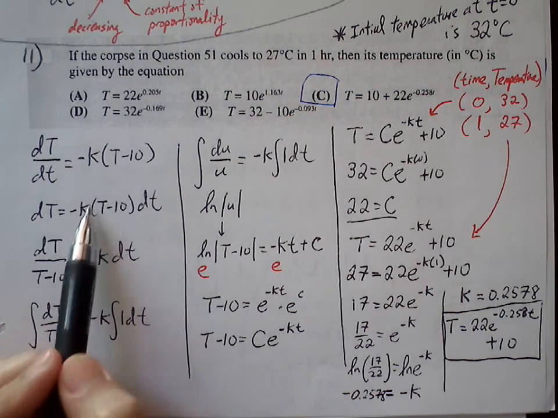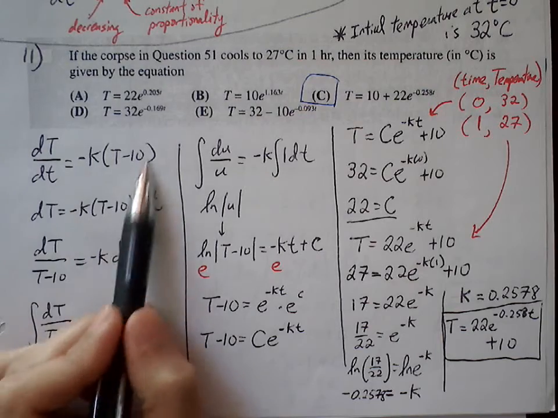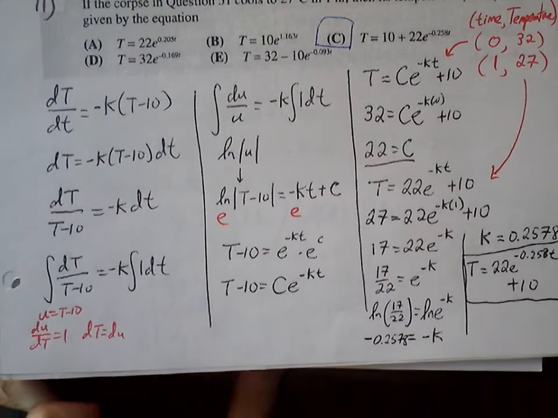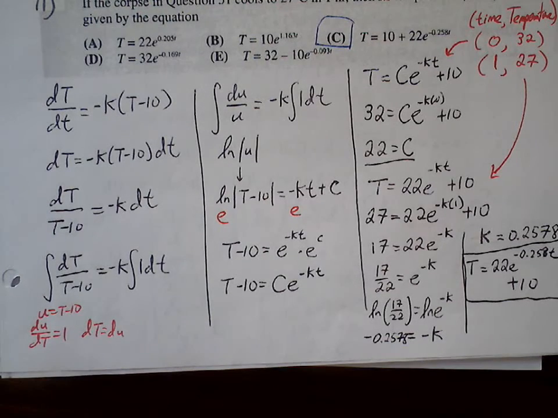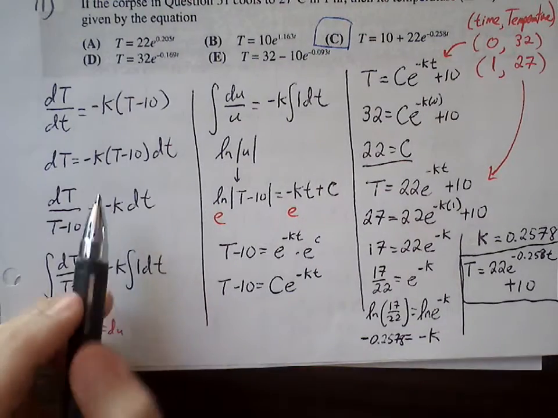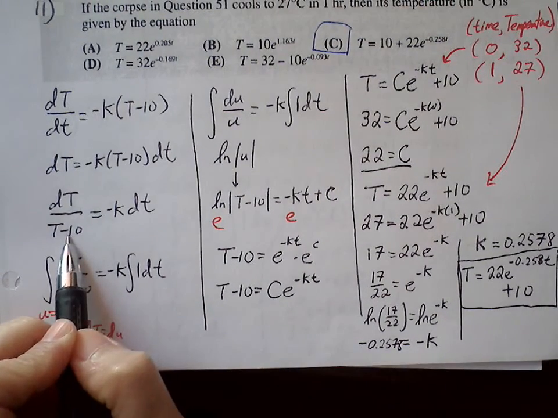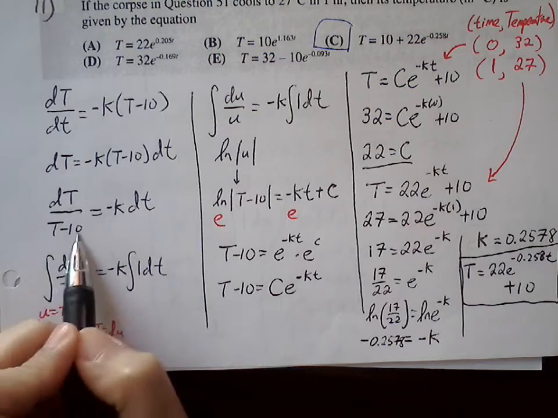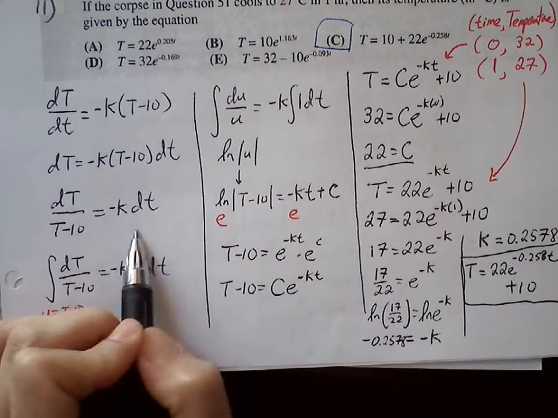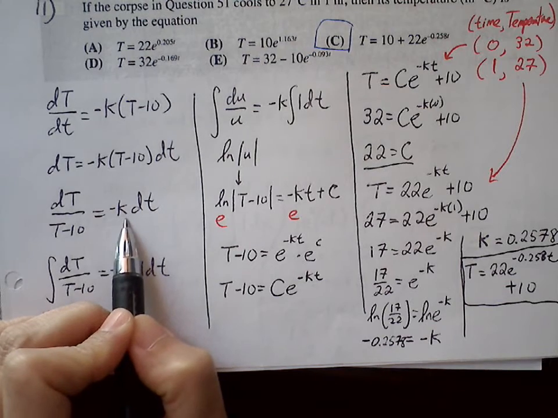But first, I'm going to separate the variables. So bring the dt over to the right side. I want the uppercase T's on the left, and lowercase t on the right. So divide both sides by uppercase T minus 10. We know that we have full separation of variables: uppercase T on the left, everything else on the right, including constants like this constant of proportionality.